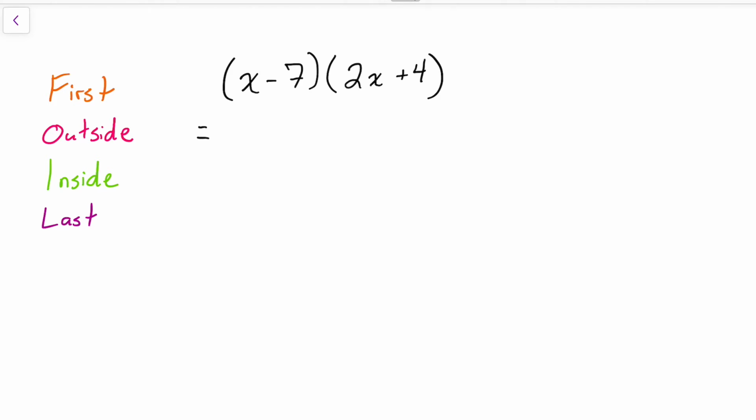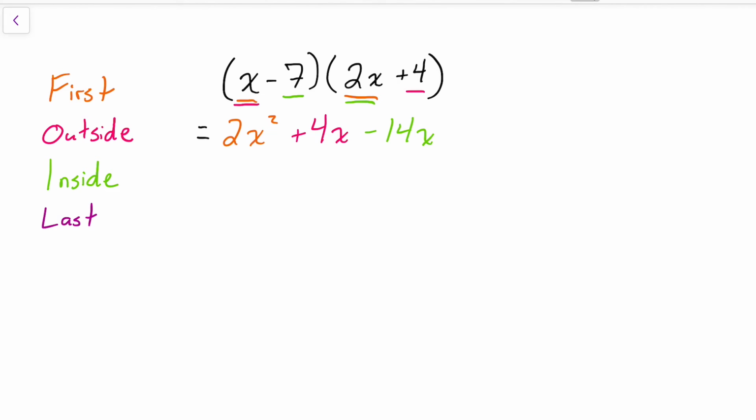We're going to multiply our first terms in each bracket, which is x times 2x, which will give us 2x squared. We'll move to the outside of our bracket, so that's going to be x and 4. 4 times x will give us plus 4x. Moving to the inside, we have negative 7. Okay, so make sure we include that negative in our multiplication. Negative 7 times 2x would be negative 14x.